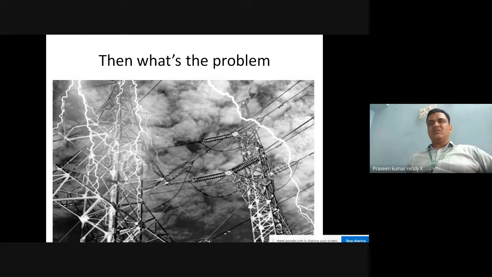Those large currents may travel to the next stage. It can burn out the transformer. It can burn out all the equipment in the series path. So one thing is we have to protect our devices from these natural calamities. Okay. So that is one problem, and the other thing is something called a switching surge.